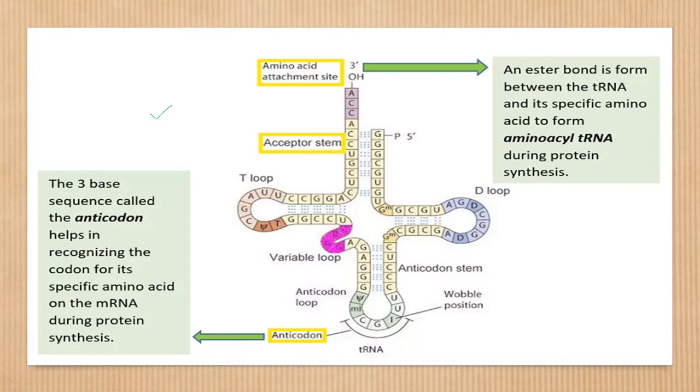Now this tRNA has an amino acid attachment site, a T loop, a D loop, as well as an anticodon region as the different sites in the tRNA. So this cloverleaf model occurs in two-dimensional form.